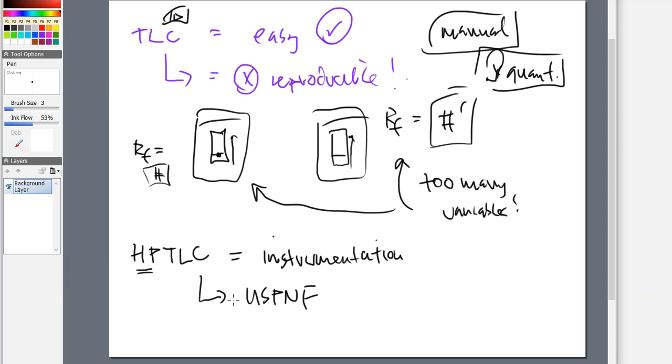Now with the HPTLC instrumentation, we can quantify. Yay! That means I can do calibration curves and calculations, and figure out how much is actually there in my samples, and not just the identification. So HPTLC technology has really turned the field of TLC on its head, because now all of a sudden I can do things that I could not have done just a handful of years ago, and that is quantification on a TLC plate.